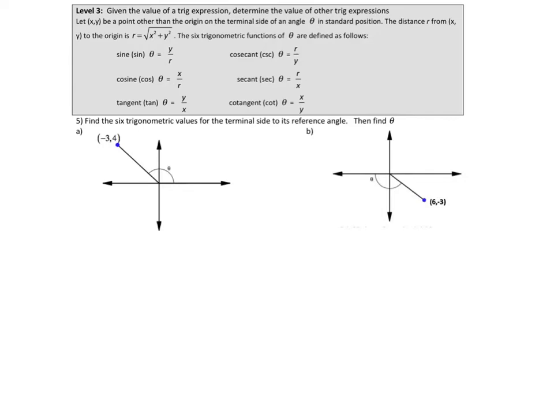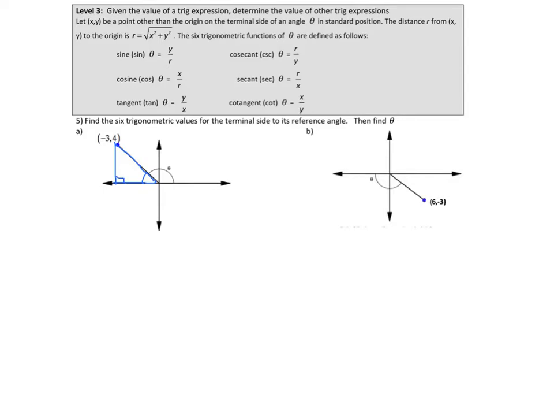In level 3, we will be evaluating trig functions all over the coordinate plane when you're given a point. And we're going to do this using our right triangle trig skills. So if you have an ordered pair that is on the terminal side of an angle, and we're trying to evaluate the 6 trig functions for that angle, what you're going to do is draw a right triangle formed by the terminal side and the x-axis. So it will actually have the reference angle as one of its angles.